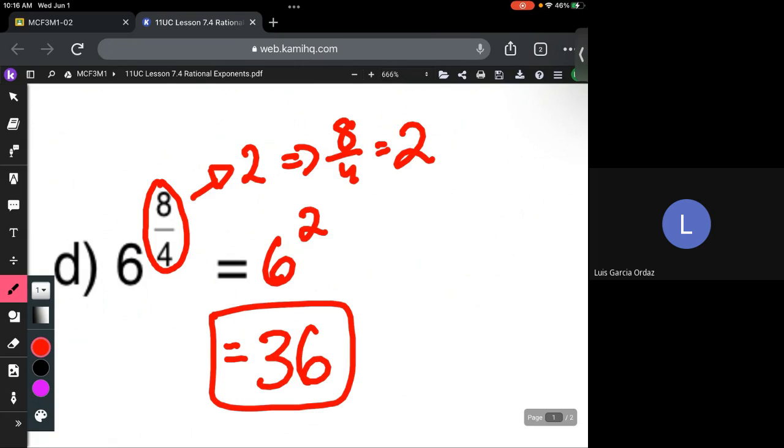So you don't always have to go through all these steps. If you can reduce your fraction right away, you can do that first. It would be easier for you, because then you would just do the quartic root of 6 to the power of 8, and it'll give you the same answer. So it's easier to write 6 to the power of 2.